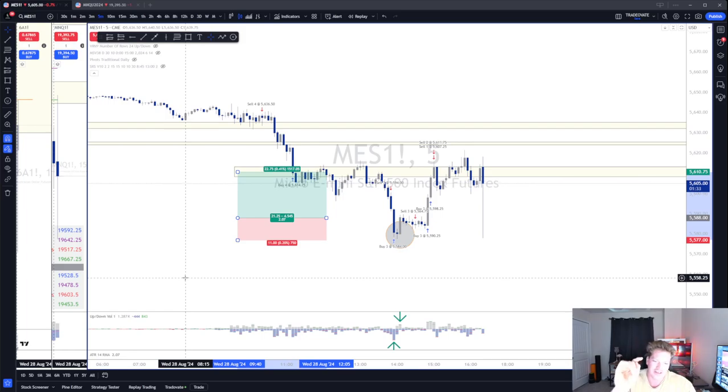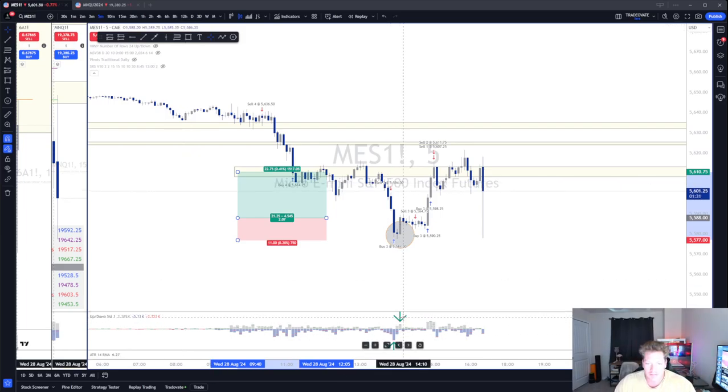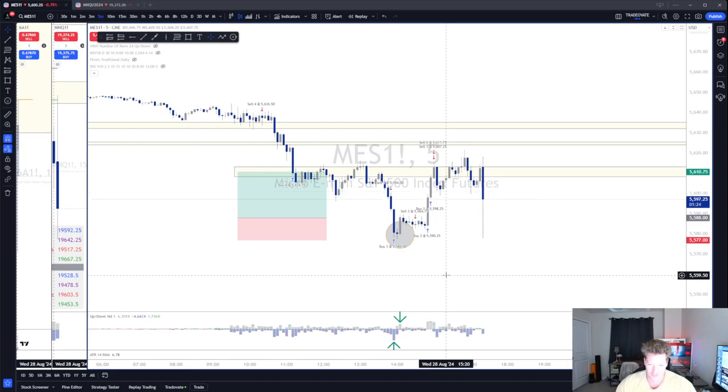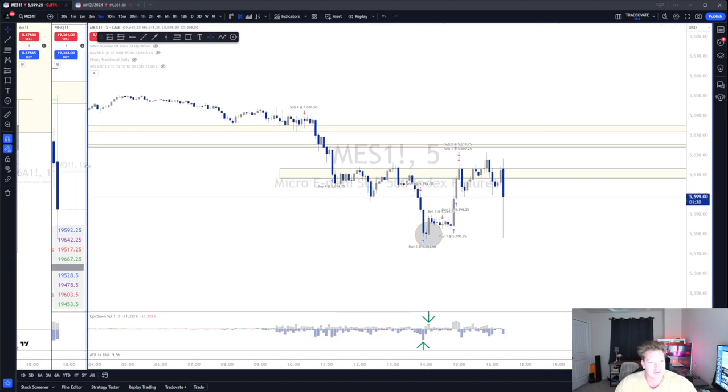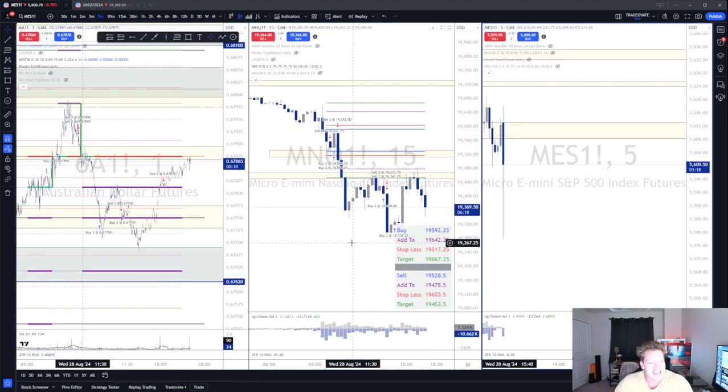But I tell you, I stay out of that trade only because this candle did not have enough volume on it. If it had a little bit more volume, it would have been groovy. I would have been in it. But all in all, today was a profitable day. Wasn't an amazingly profitable day, but nonetheless, it was a profitable day.